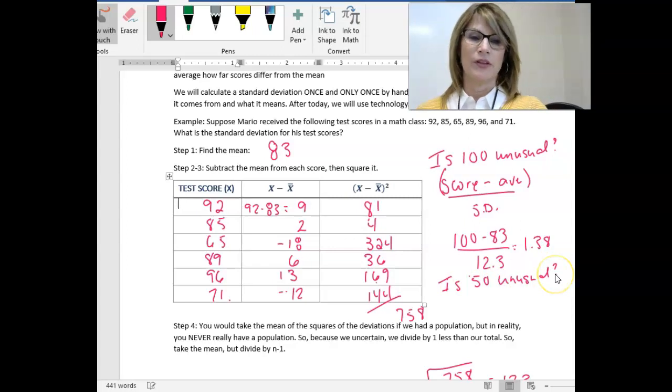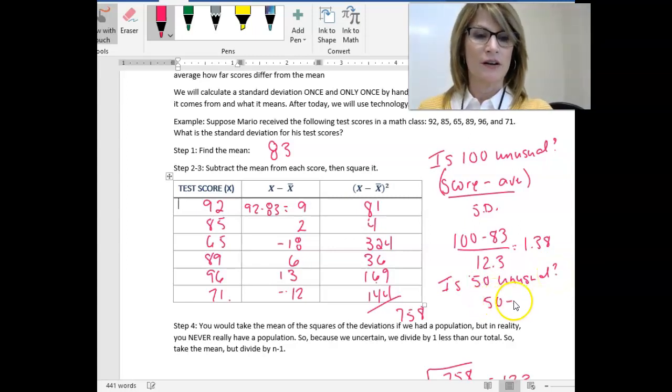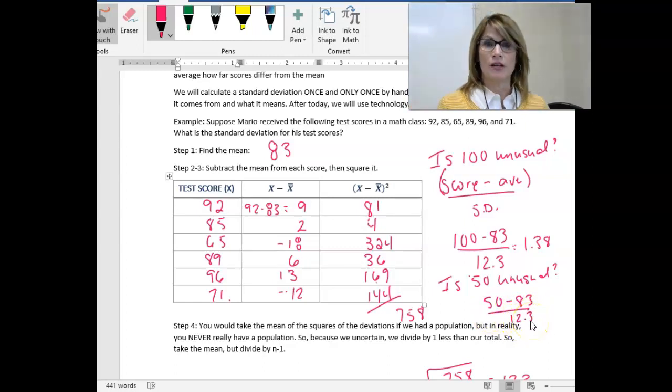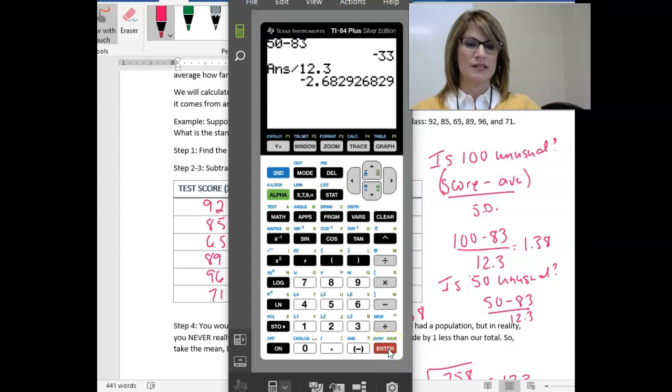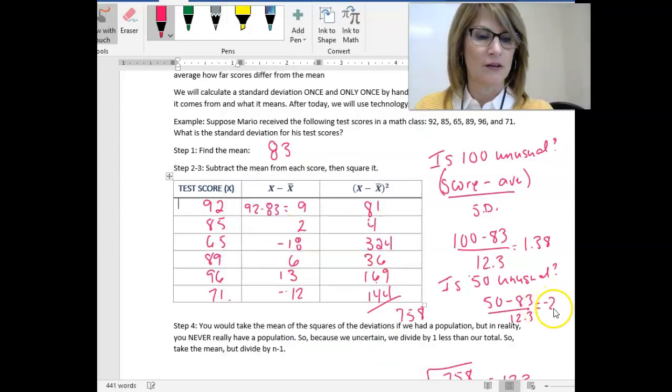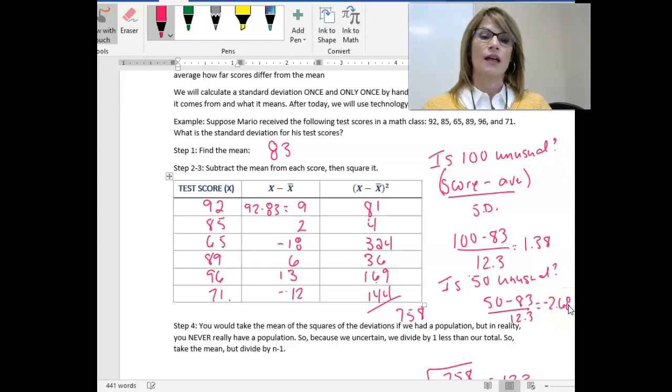Okay, what about a score of 50? Okay, your score minus the average over the standard deviation, and we're going to see if that's maybe more than 2 below. Okay, your score minus the average, enter, is negative 33, divided by 12.3 is negative 2.68. 50 would be unusually low. 100 is not unusual. Unusual is more than 2 standard deviations from the mean.